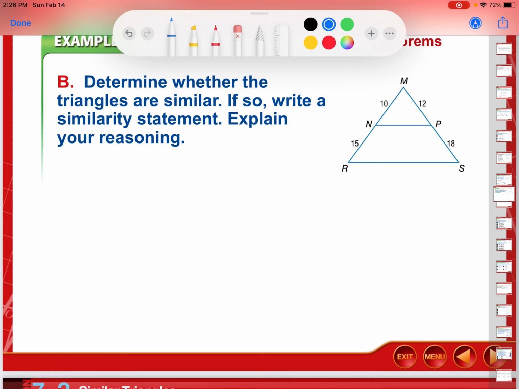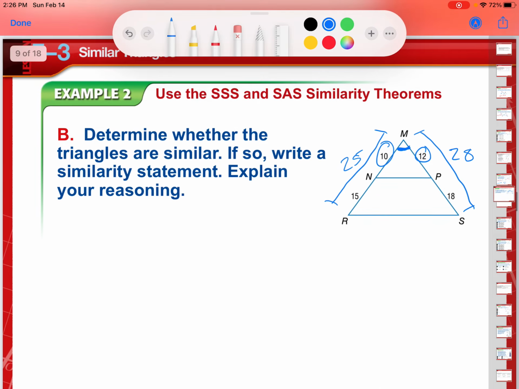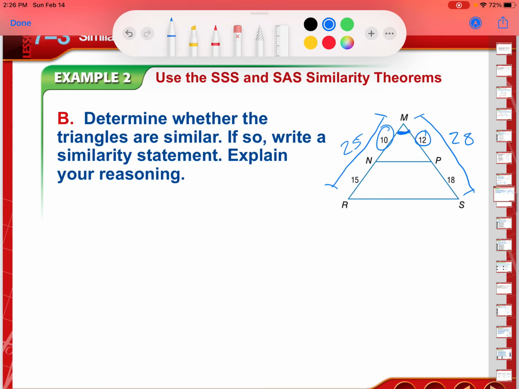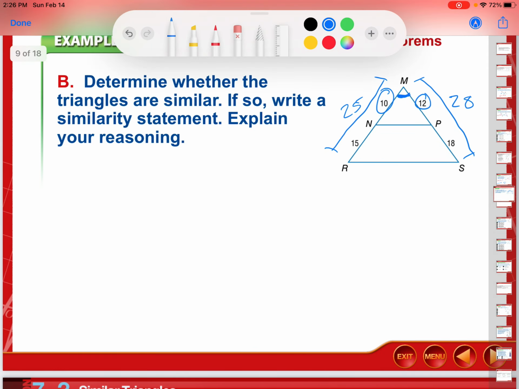So I'm assuming these are similar triangles. So first things first, we have M, which is a shared angle. So that would be reflexive property. Angle M is congruent to angle M. So that being said, if 10 and 25 are proportional to 12 and 28, meaning this whole length and this whole length, then we have similar triangles based on side angle side.